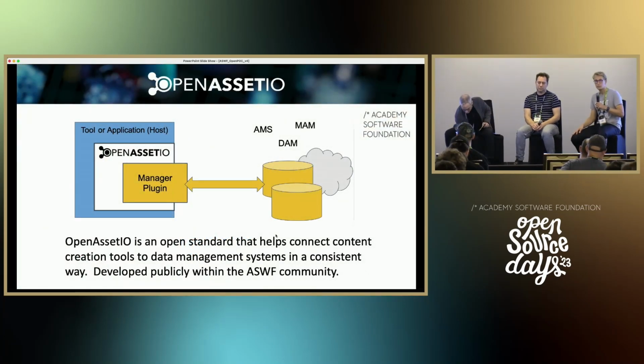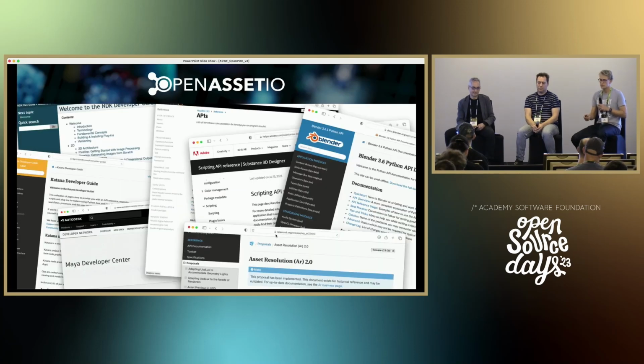OpenAssetIO is something that we've been working on as part of the ASWF for the last couple of years. And what is it? It's an open standard that helps to try and connect tools that create content to the systems that we all have to manage that data as part of a collaborative workflow with lots of people. So in this case, you can see your tool hosts OpenAssetIO, and through loading a specific plugin, you can connect it to whatever production tracking data management system you have. So in this case, it's connected to the MovieLabs resolver that you saw in the previous diagrams.